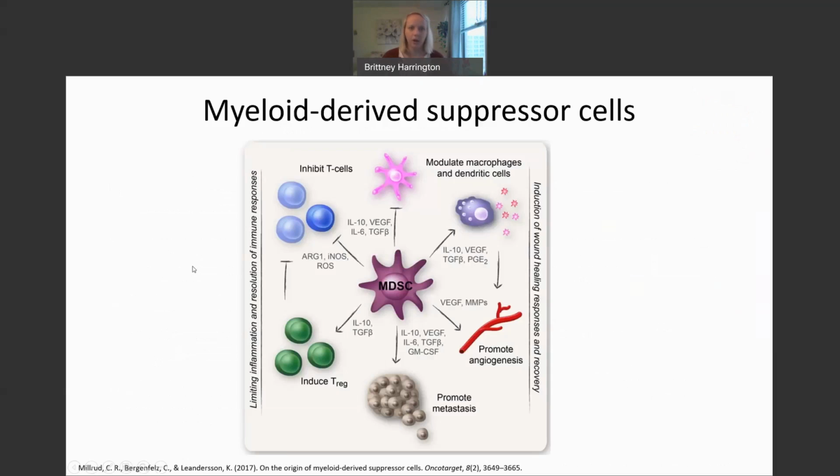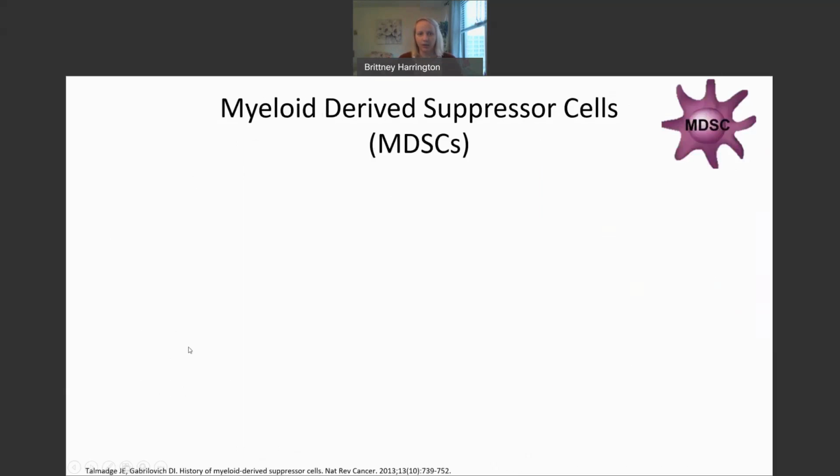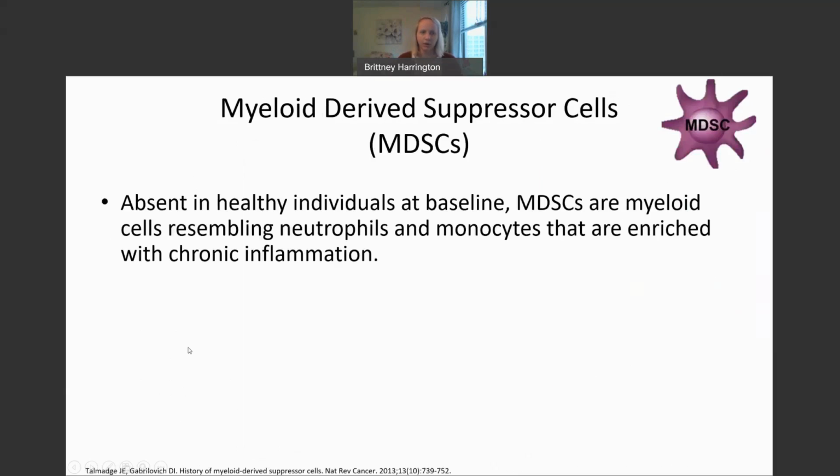So finally, on to myeloid-derived suppressor cells. These are the real bad ones. They have many suppressive functions and are really only pro-tumor. So there are no MDSCs that have been found in healthy individuals. So they are a really nebulous cell type.